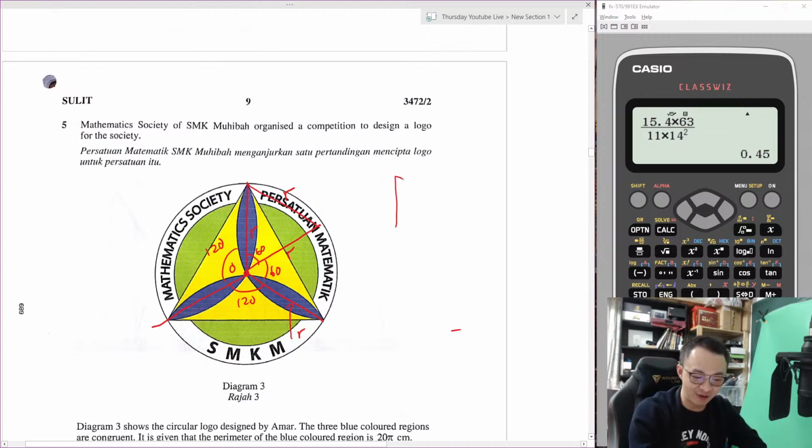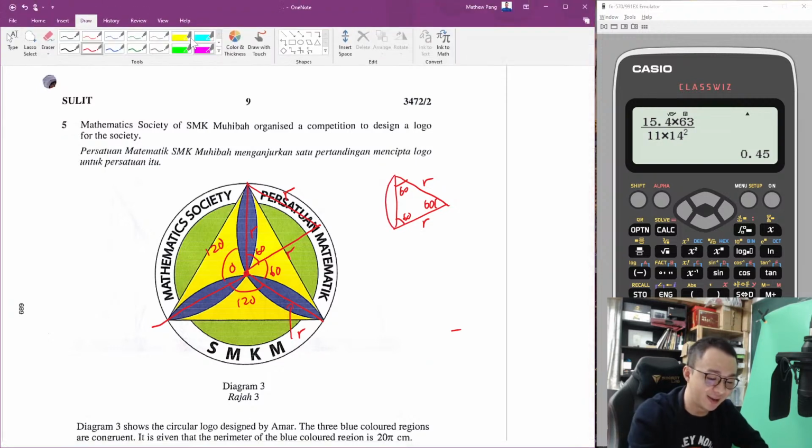So let me draw it out to actually give you some idea. This is R, and here's R. All the angles are 60, 60, and 60. Then I have a segment. I add a little bit. This is exactly the blue color one.